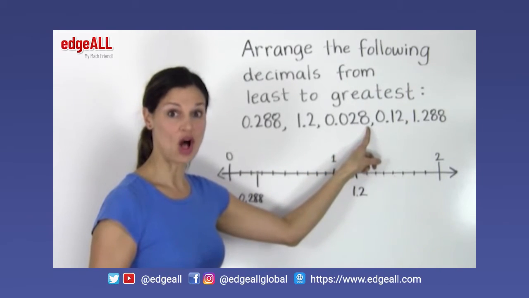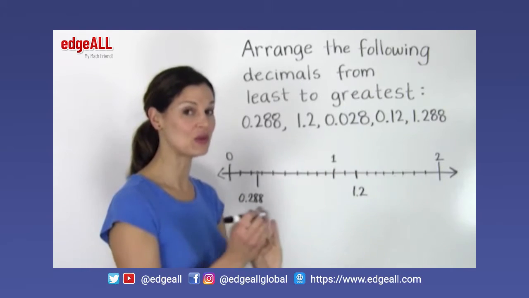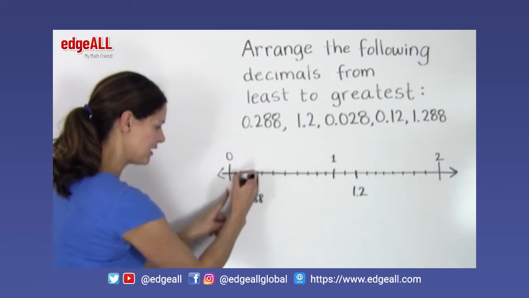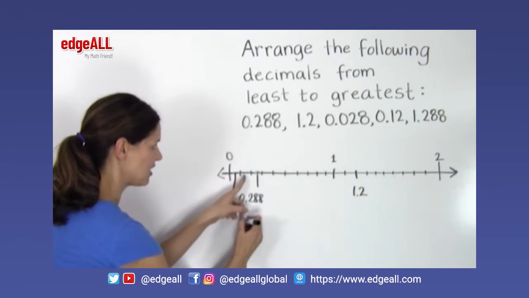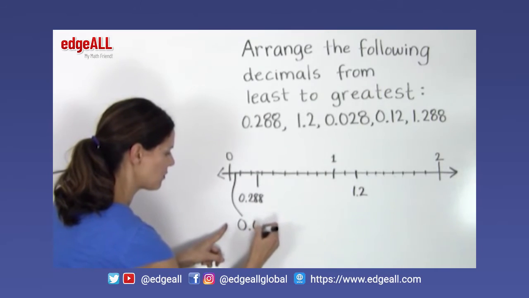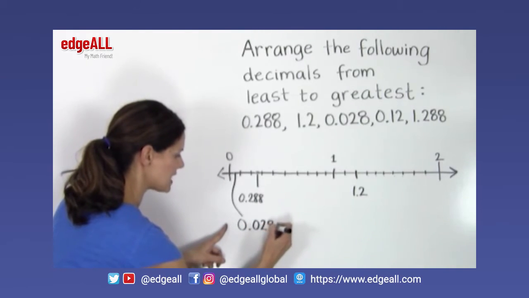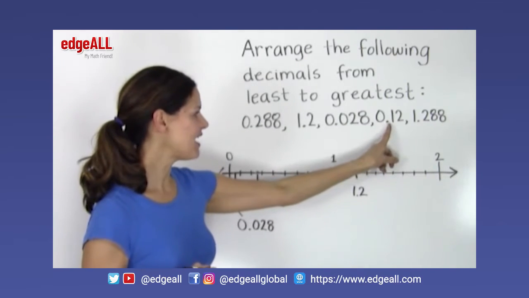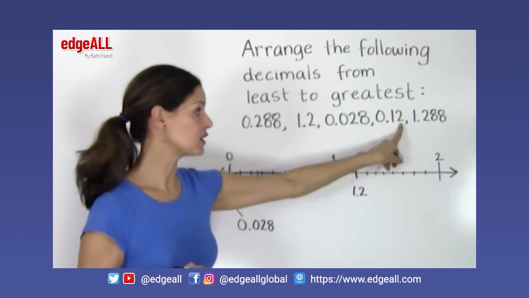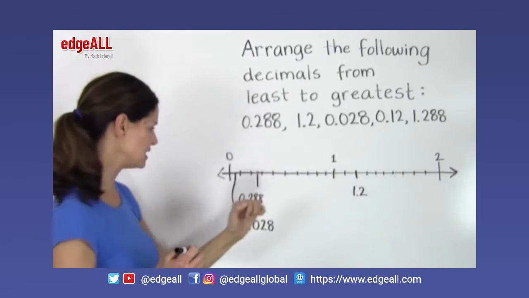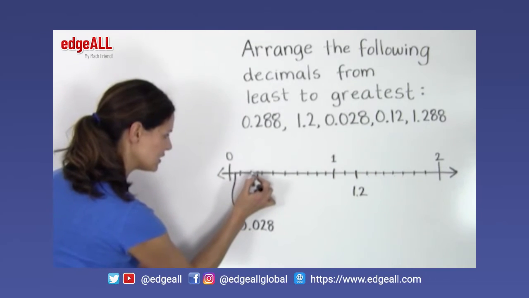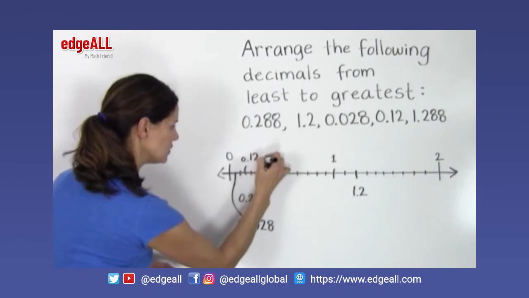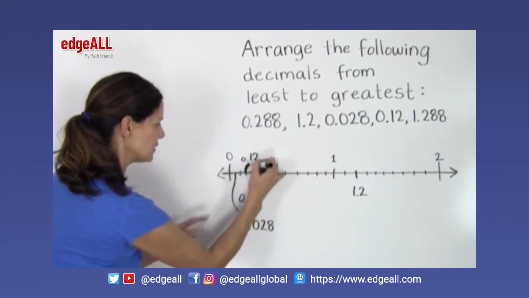This one here, 0.028, is going to fall between 0 and 0.1. It's less than 0.1, so it's going to be way down here between my 0 and my 0.1. So 0.028 is probably going to be my smallest number. And then I've got 0.12, which is going to fall between 0.1 and 0.2. So here's my 0.1 and here's my 0.2. My 0.12 is falling in between these two.